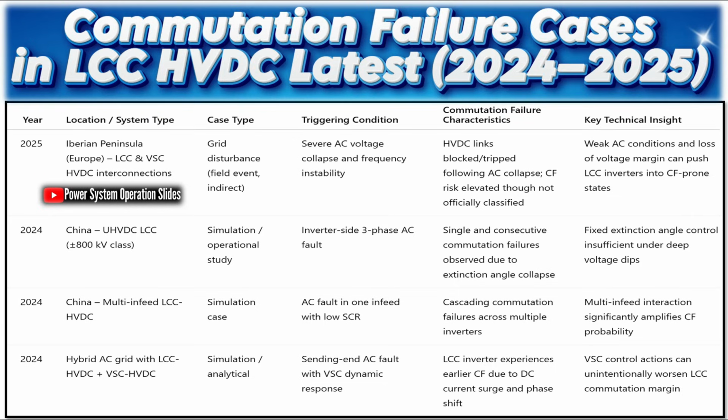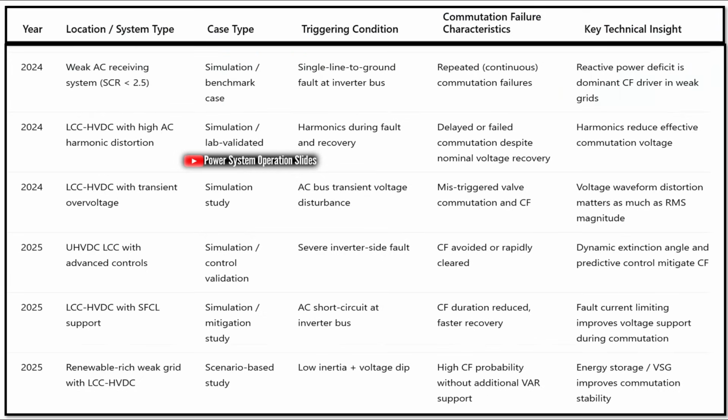Advanced fault detection algorithms further enhance system reliability by identifying patterns that typically precede commutation failures, enabling preemptive action. The integration of these control strategies requires careful coordination between rectifier and inverter stations, with modern implementations increasingly incorporating predictive algorithms that anticipate commutation challenges based on real-time grid conditions.